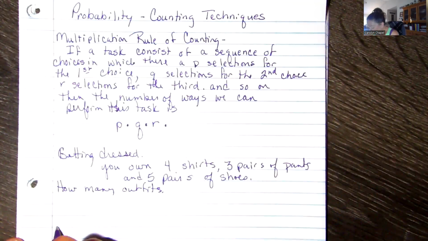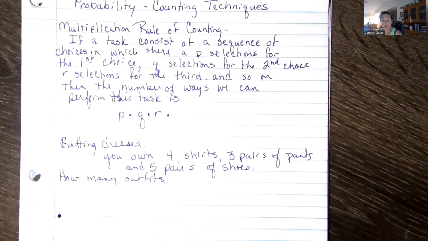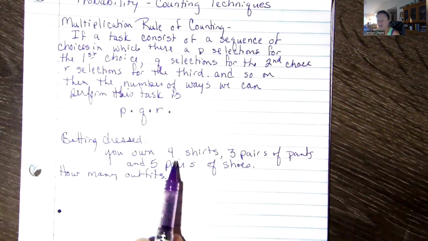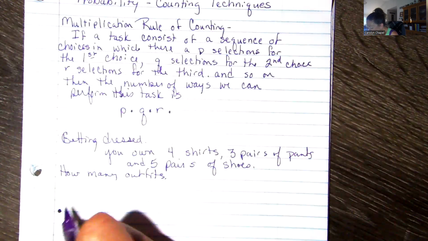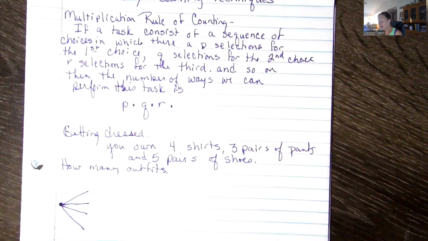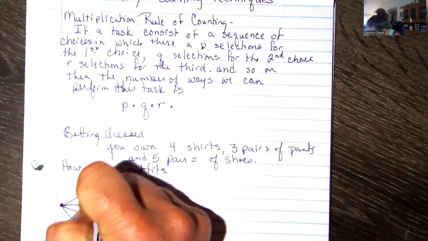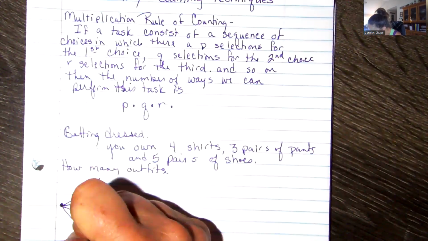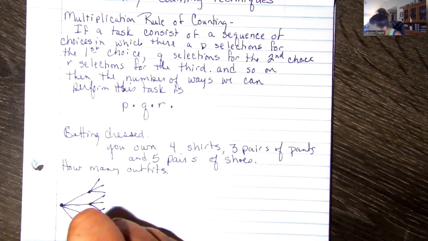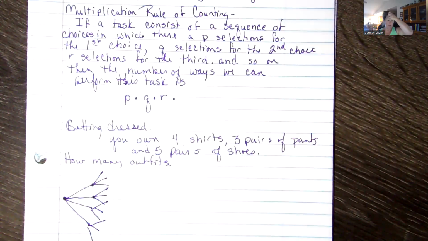So think about a tree to help us out a little bit. We're going to create this tree and we're going to get dressed. Now we have 4 shirts, so I choose any one of those 4 shirts. From each of those shirts, I have 3 pairs of pants, so each of these would have 3 different branches. Right now you can see that we have 4 groups of 3, which is 12 different outfits so far, as long as we don't put shoes on. So 4 times 3.